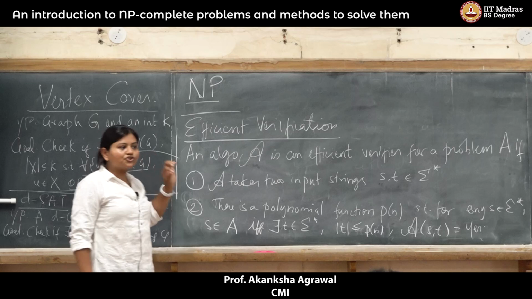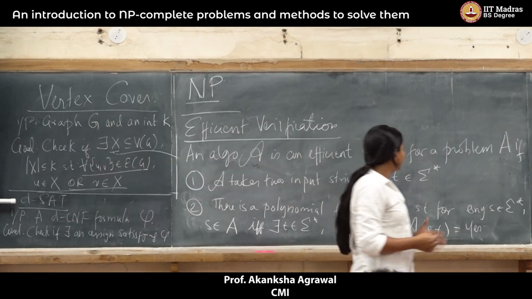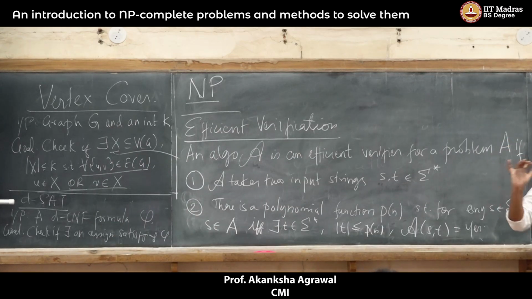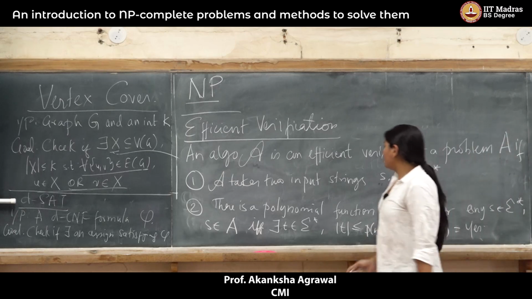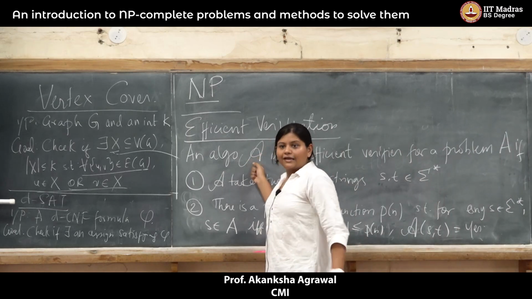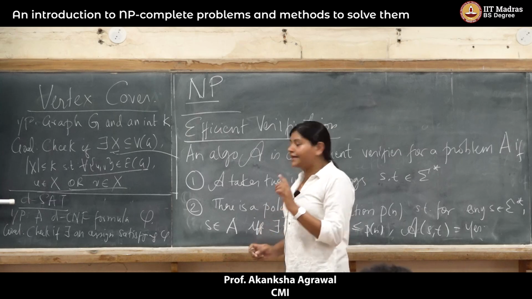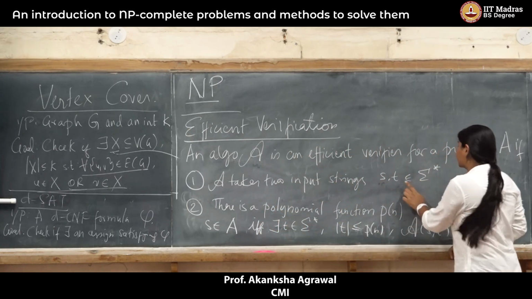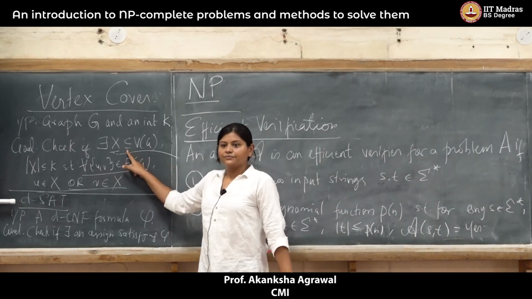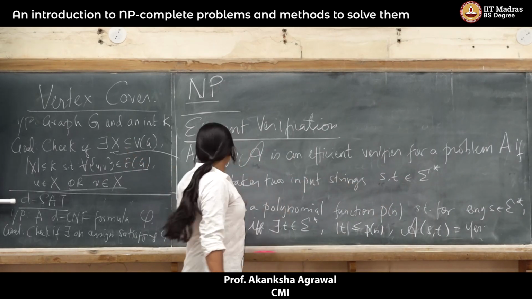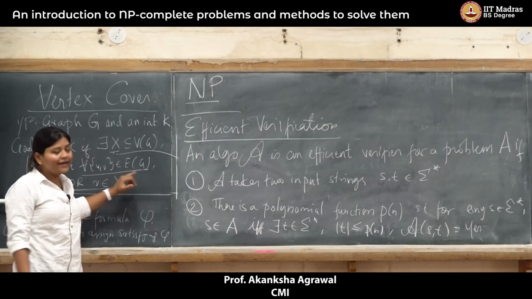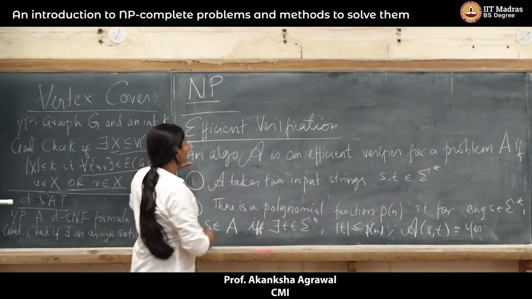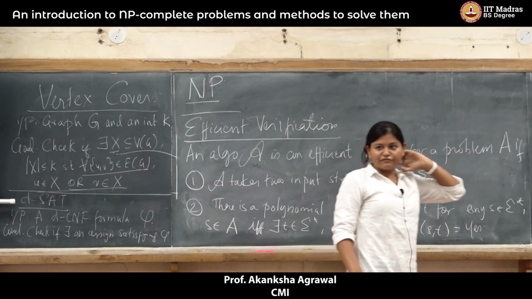So for instance, let us understand it in terms of vertex cover. We have already understood how I can define vertex cover as a subset of sigma star. Now, what is this algorithm A, a verifier? It takes S, which is a graph G and a number K, and it takes T, which is a vertex subset. What it needs to do is check these two conditions. Notice that vertex cover in fact has such an efficient verifier.